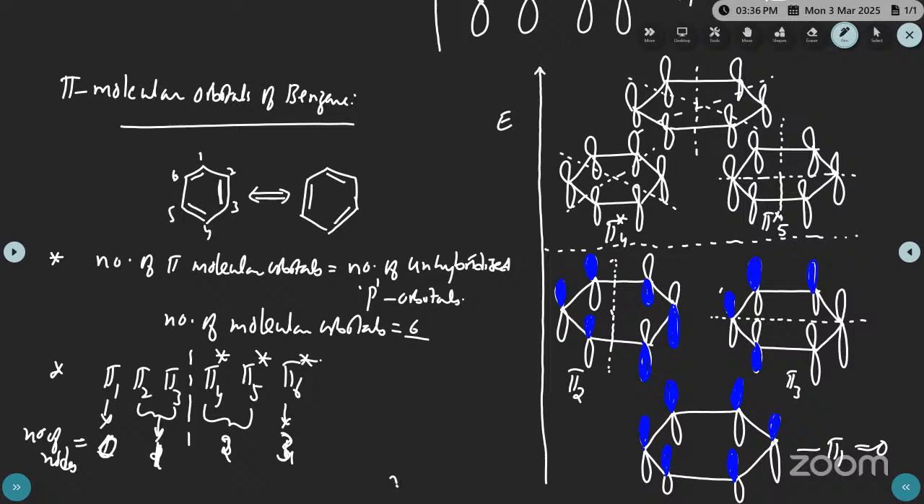So here also no node, shade like this, and here there is a node, so like this. Okay, like this. So we maintain the nodes, and here see, in between these two node is there.